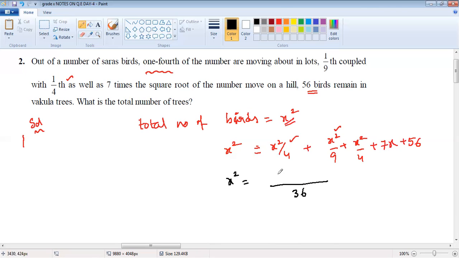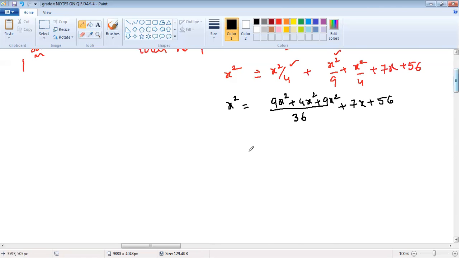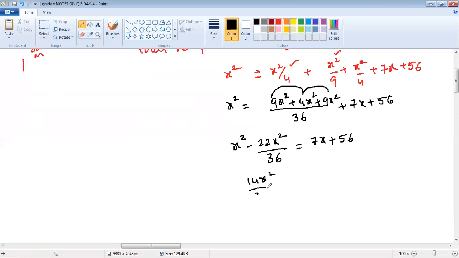Yes, sir. Then it is 9x square, then 4x square plus 9x square, which is equal to 7x plus 56. Then 9 plus 4 is 13, 13 plus 9 is 22. So x square minus 22x square by 36. Am I right? Yes, sir. Then do the LCM. 36 minus 22 is 14x square divided by 36.